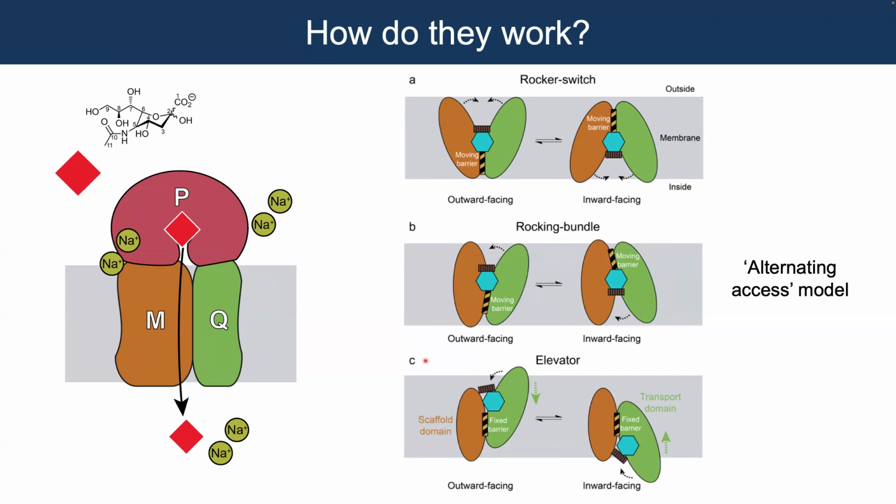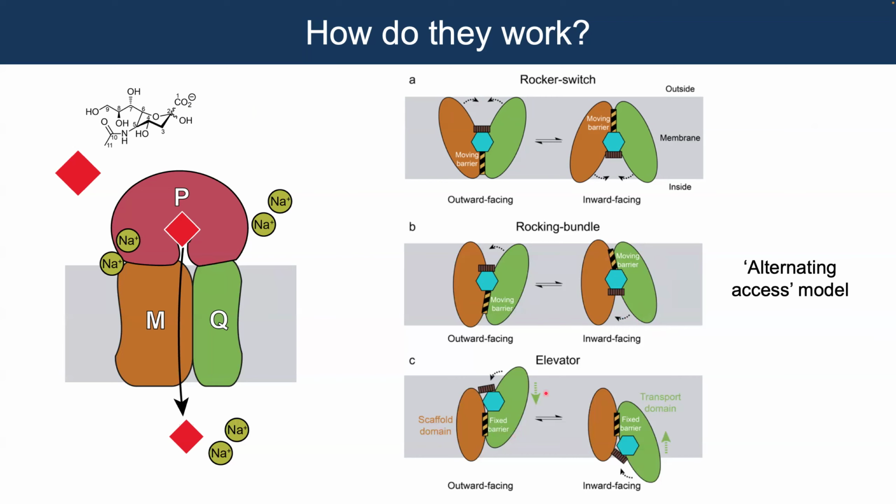And then a relatively new type of mechanism that was put forward probably in the last couple of decades is the elevator mechanism. And here again, you have a scaffold or a stator domain, but instead of moving back and forth, here you have a domain that is moving up and down through the membrane.